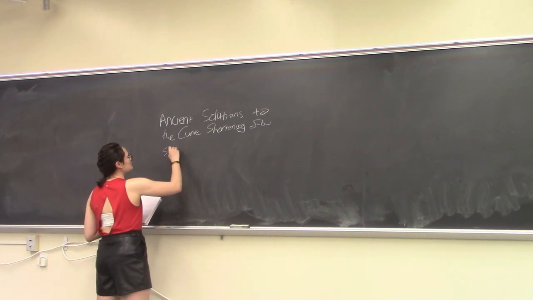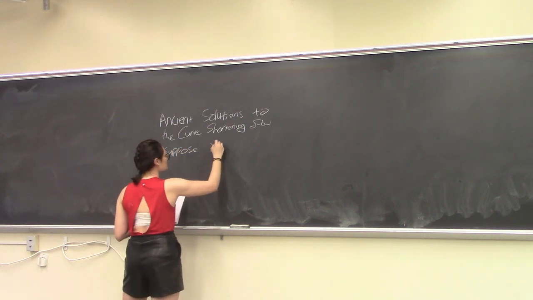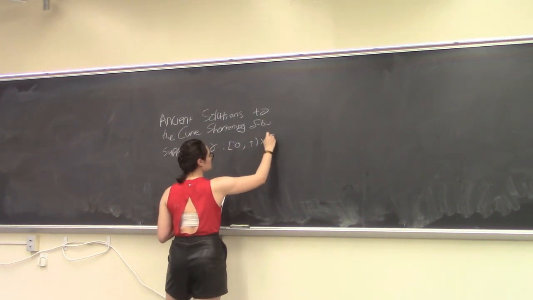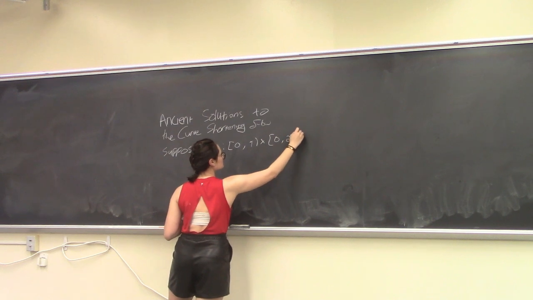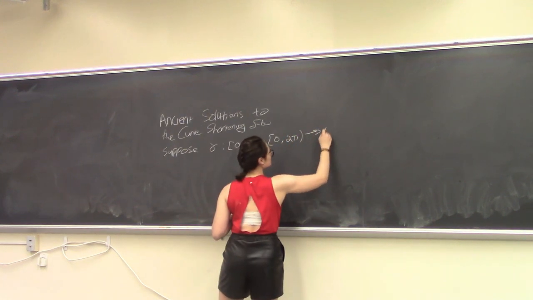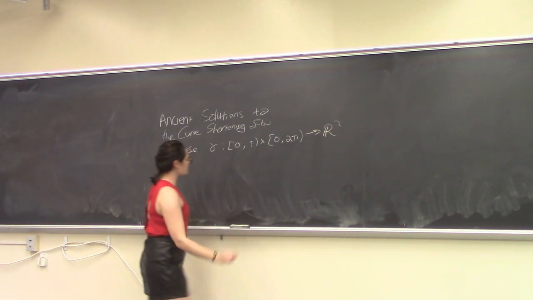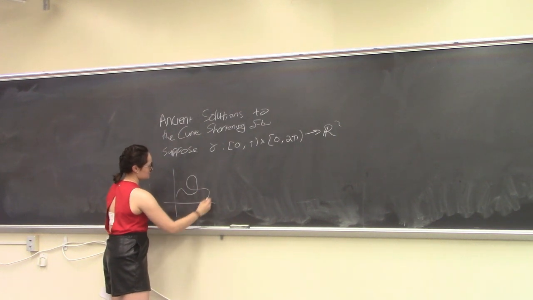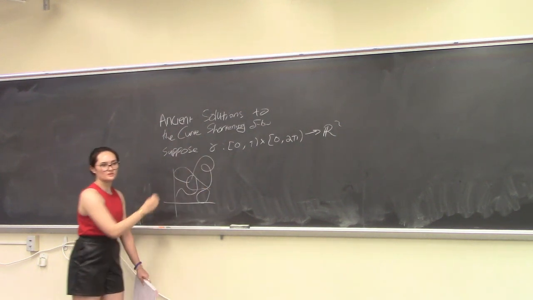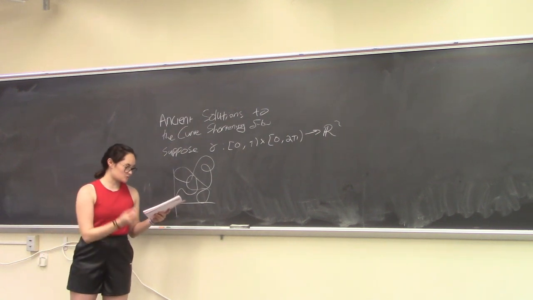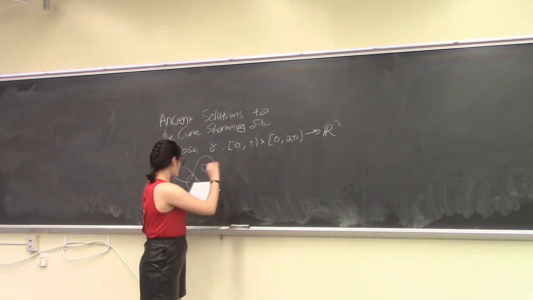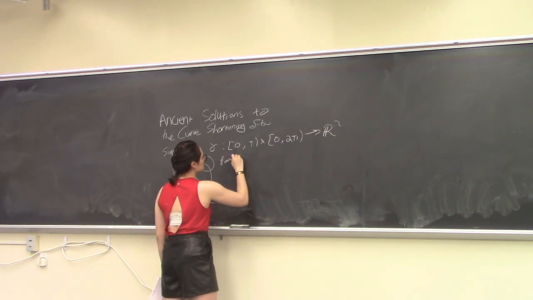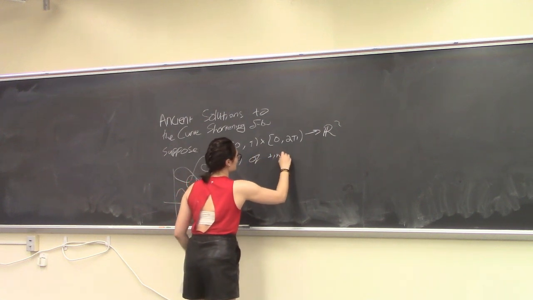Suppose gamma is a curve mapping from some interval 0 to t. When I say curve, I literally do just mean we're taking some interval. It can be crazy, it can look like that. I do mean just curve. So suppose that gamma is a family, time dependent.